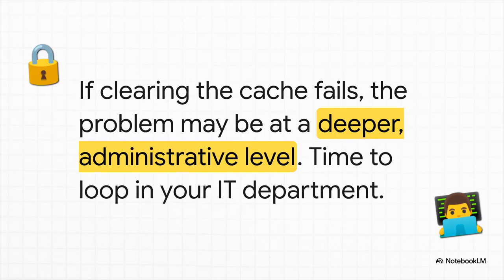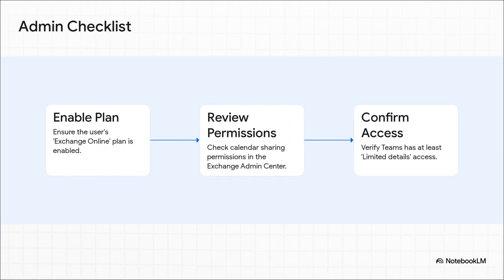So what if that doesn't work? Well, if you clear the cache and you're still stuck, that's a huge clue. It probably means the problem isn't with your computer at all, but it's something deeper on the admin side of things. And this is where you'll probably need to get your IT department involved. Now, you don't have to be an IT expert, but you can go to them with this checklist and sound like you know exactly what you're talking about. Just ask them to check 3 things. First, is the Exchange Online plan actually turned on for your account? Second, can they just double-check your calendar sharing permissions? And third, can they make sure Teams has at least limited details access? This helps them solve your problem way faster.